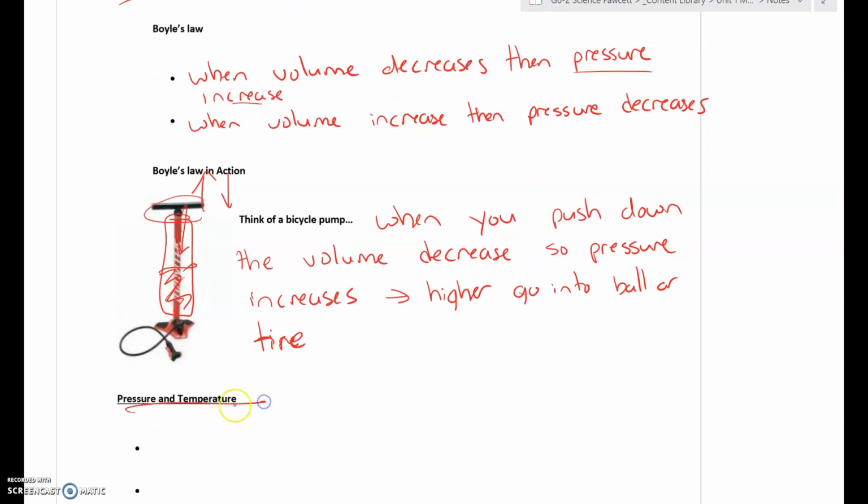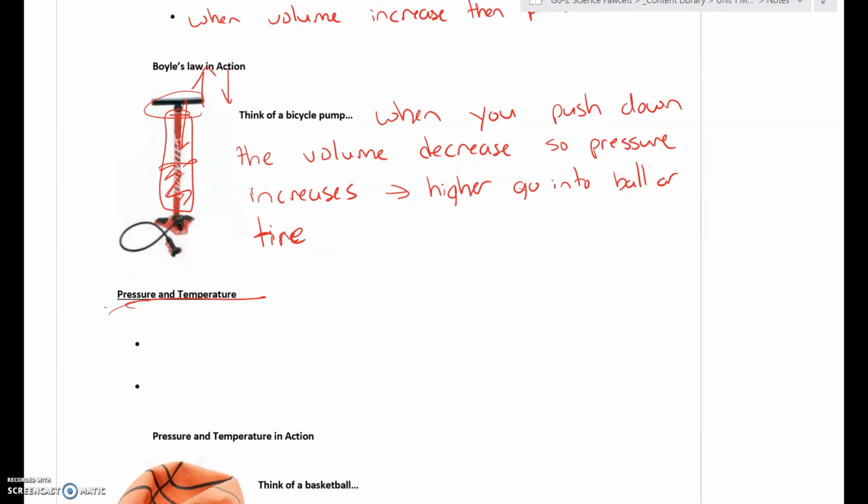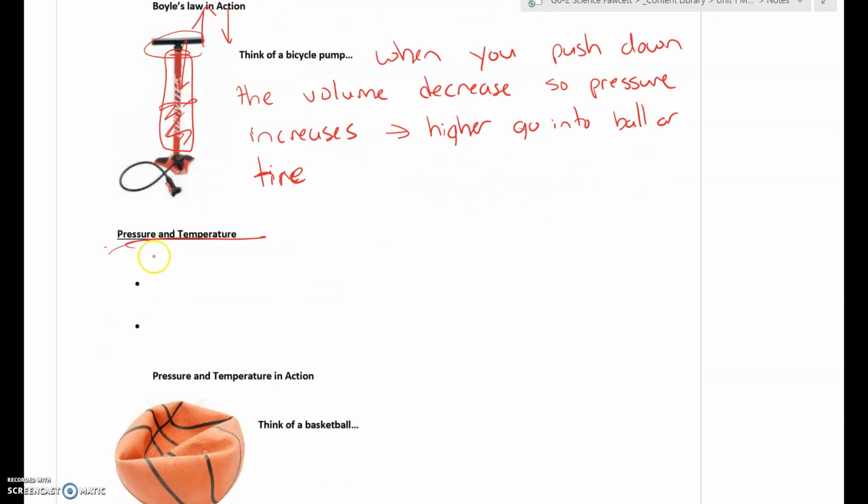There's another law that describes the relationship between pressure and temperature. Your book didn't give you the name for this, so we're not going to worry about the name for it, so we'll just call it the unnamed law. And this relationship says that when temperature increases, so when you heat up a gas, which means the molecules are moving faster, then the pressure will increase.